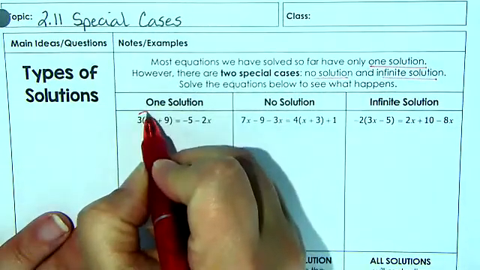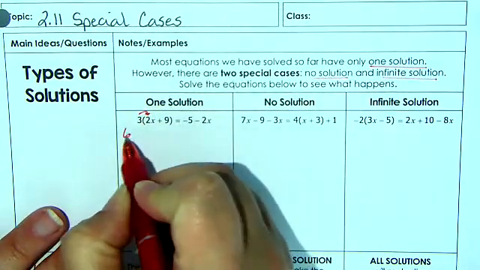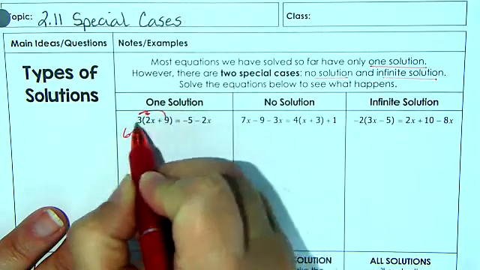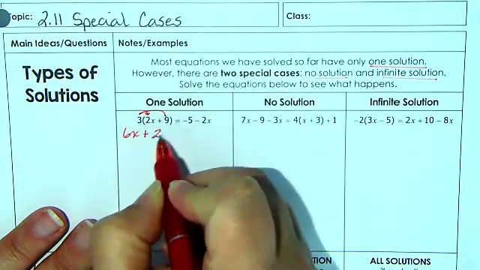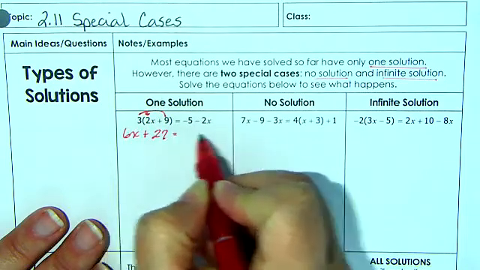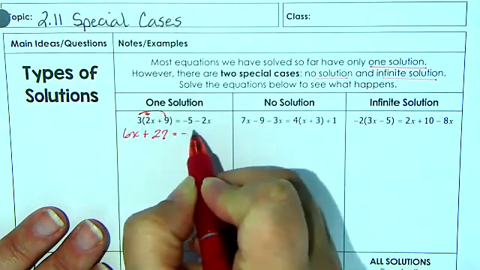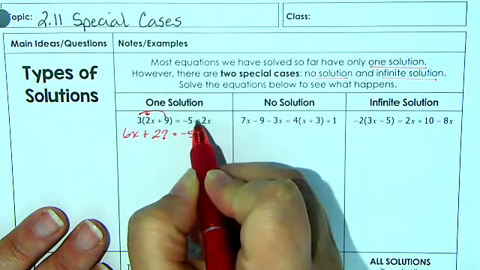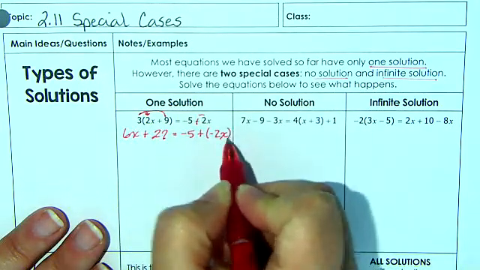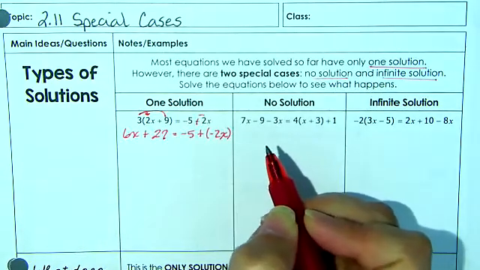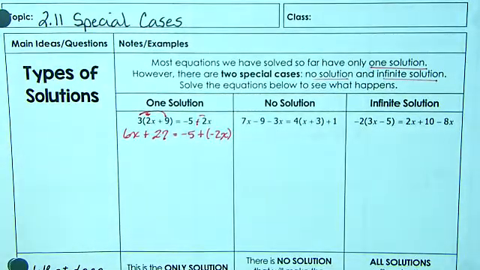All right, so the first thing here is we distribute. So I end up with 6x. 3 times 2x gives me 6x plus 3 times 9, which is 27. And we bring down the rest, equals -5. Now I can treat this as plus a negative, so this is going to be plus -2x. If you don't need to do that, then you don't have to. Some people need that to understand that that's a negative number.